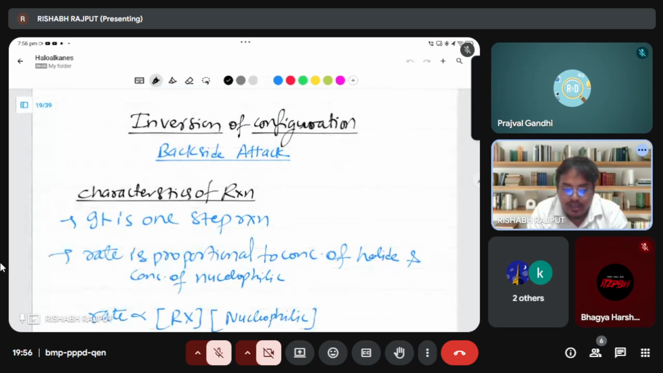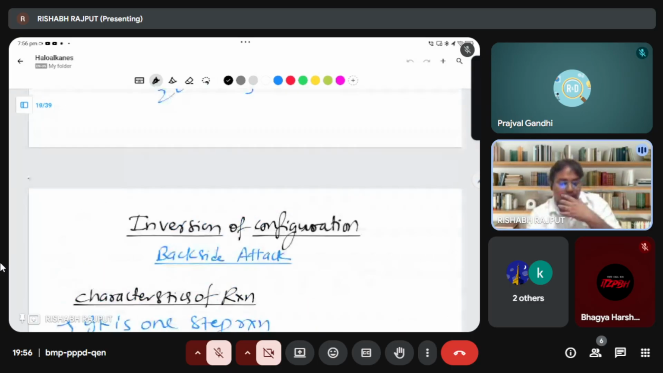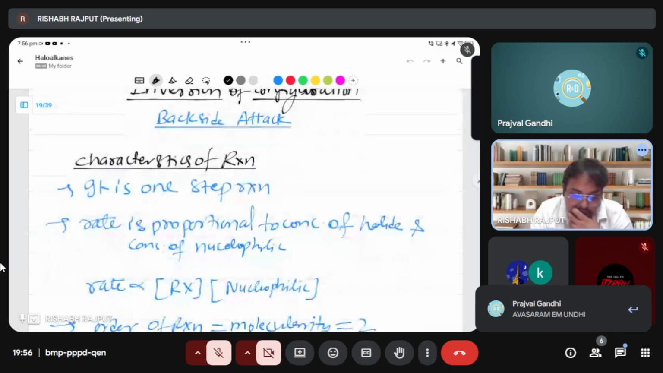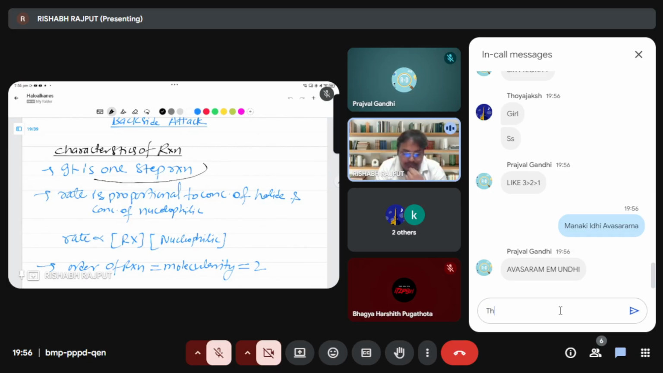See, in this nucleophilic substitution reaction, SN2 mechanism, inversion of configuration will happen, because as I am showing, the OH will attack the carbon from the backside. That is why it is an inversion of configuration. Here, some characteristics are there for the SN2 mechanism. It is a one-step reaction. In one step, your reaction will complete.